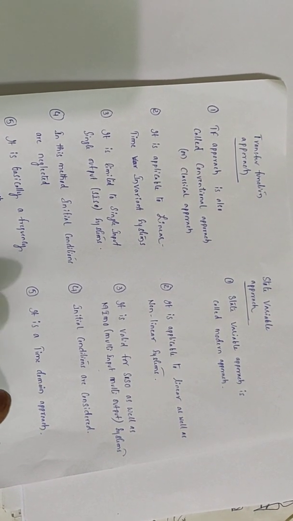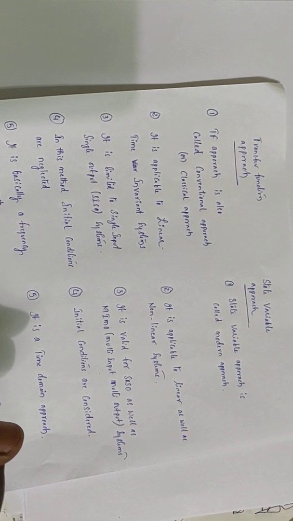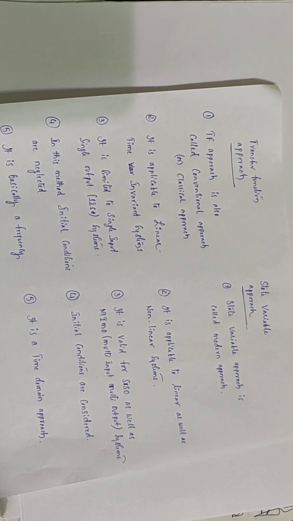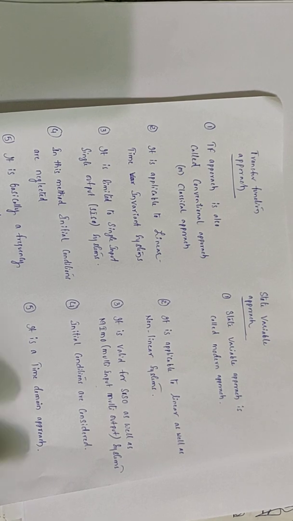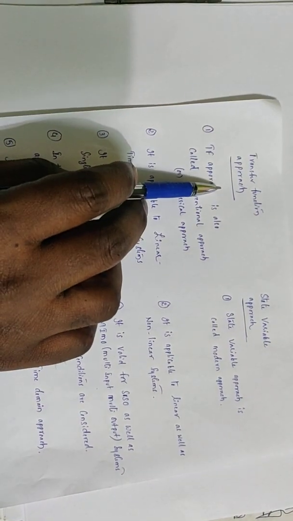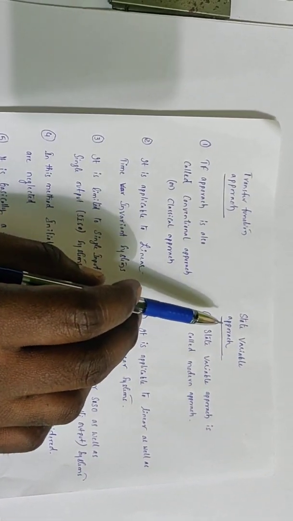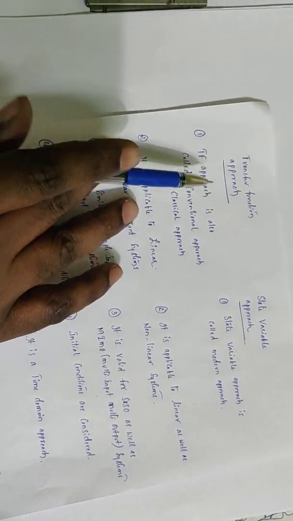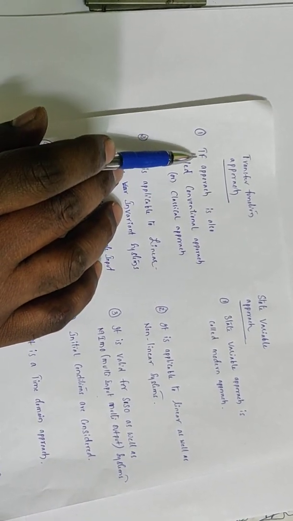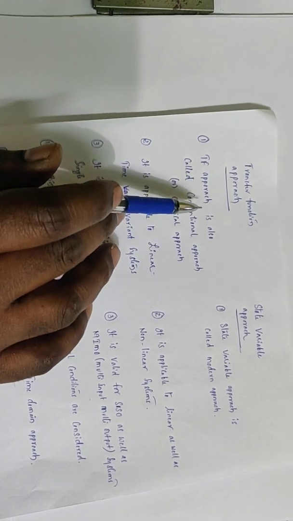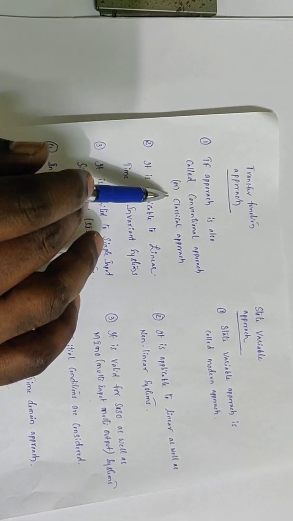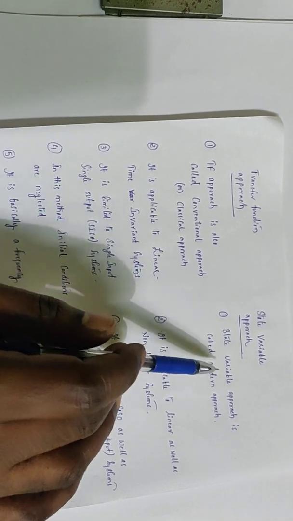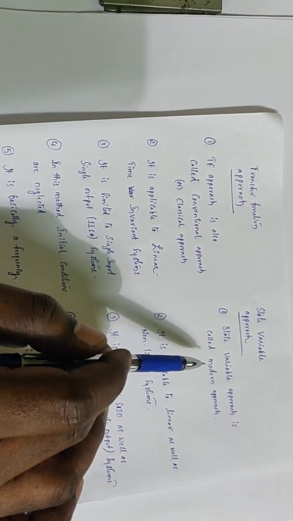In the last video, we discussed transfer function limitations. So here, let's see the differences between the transfer function approach and the state variable approach. The first point is, the transfer function approach is also called the conventional approach or classical approach. And the state variable approach is called the modern approach.